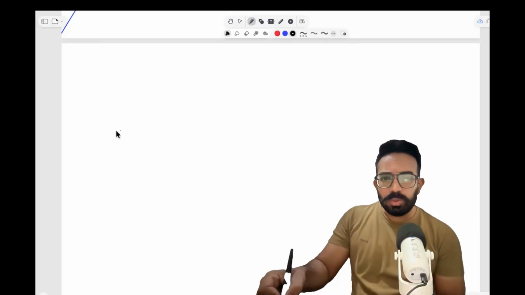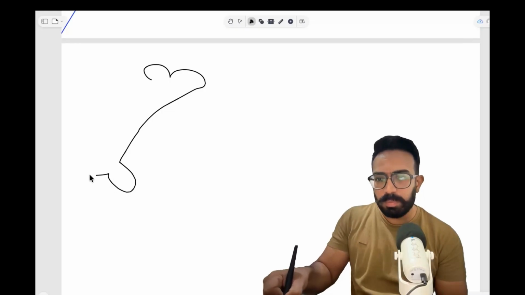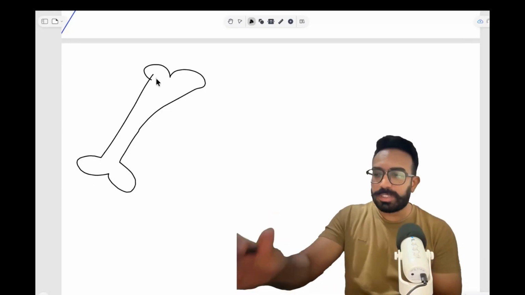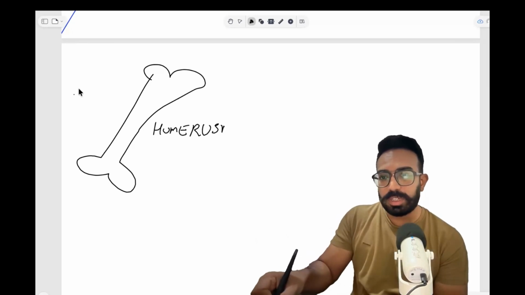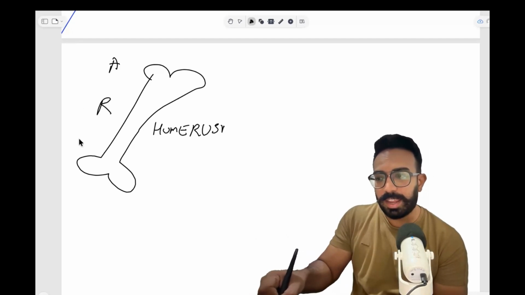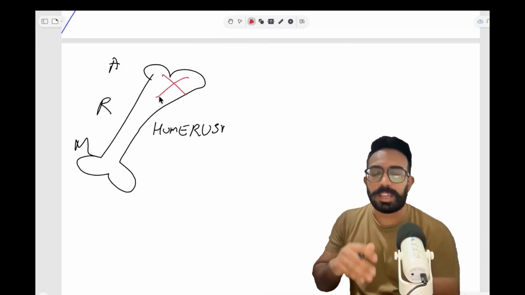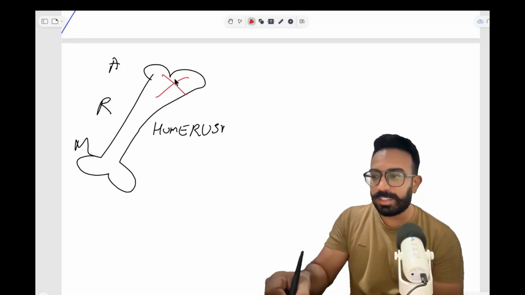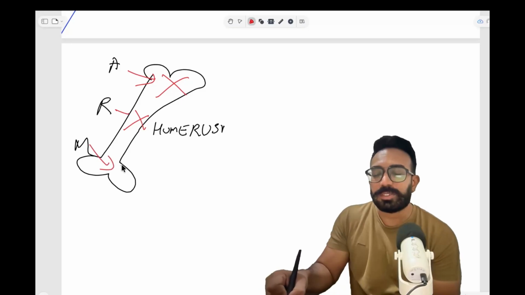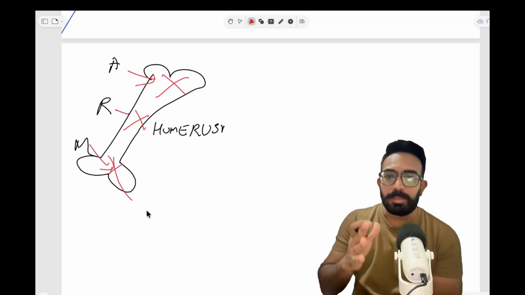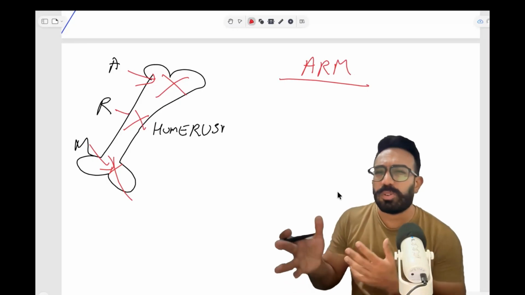So I am going to start my discussion by drawing a simple bone. And guess which bone this is? The arm bone, the humerus. So this is the arm bone, the humerus, ARM. Now, if there is a fracture of the humerus at this point, remember A. If there's a fracture over here, remember R. If there's a fracture over here, remember M. So ARM is the first mnemonic of this class, and hopefully the only mnemonic of this class.